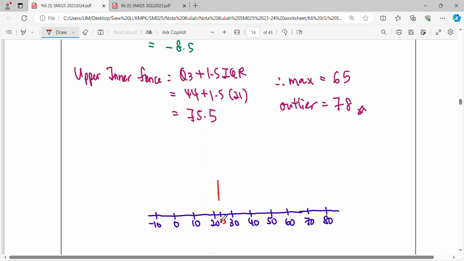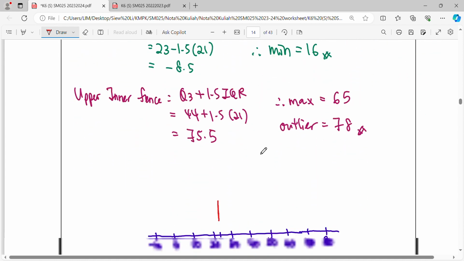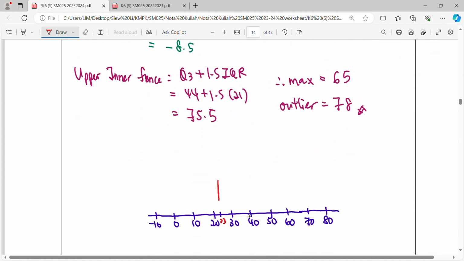Follow your scale, follow your cm. So 0.3 cm will be your 23. Then here 39. 39 will be 0.1 cm before 40. Then 44, here 44, so 39, 44. So we have our box.